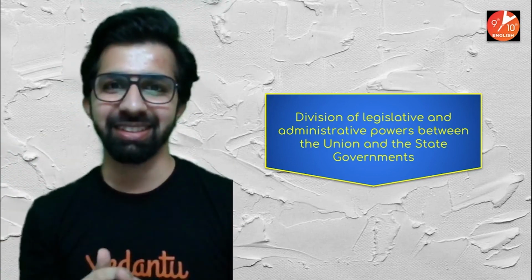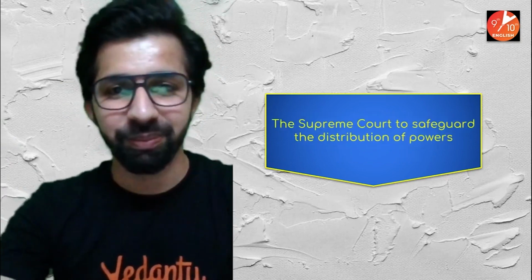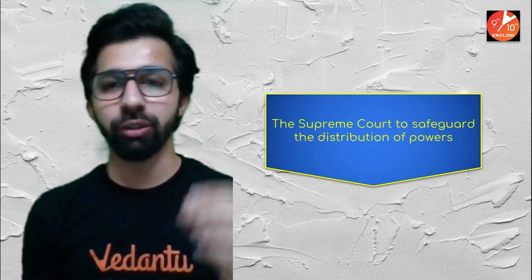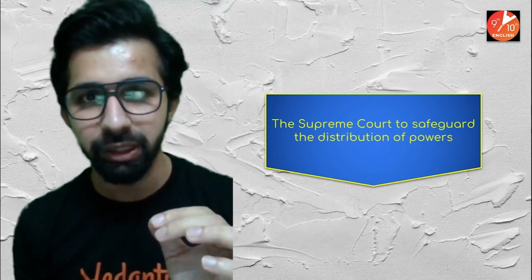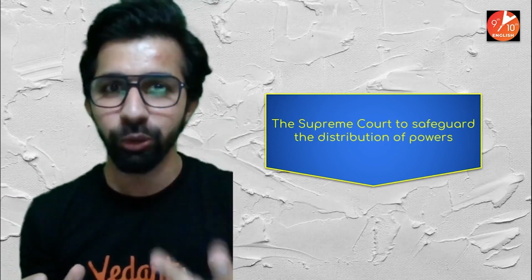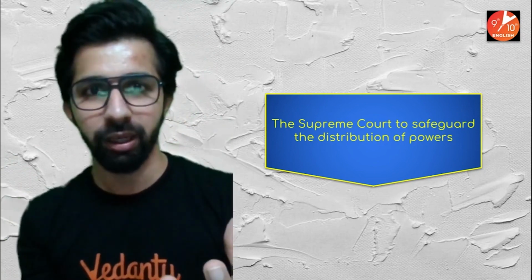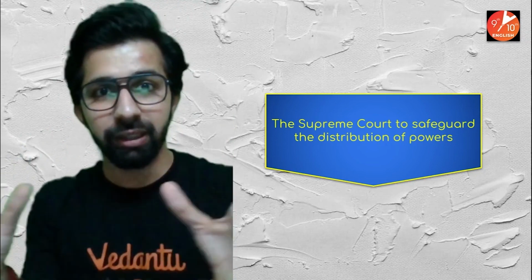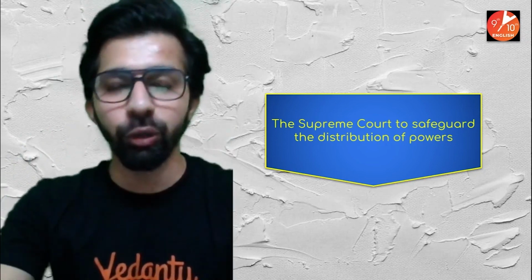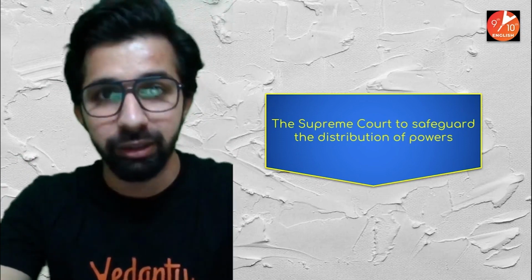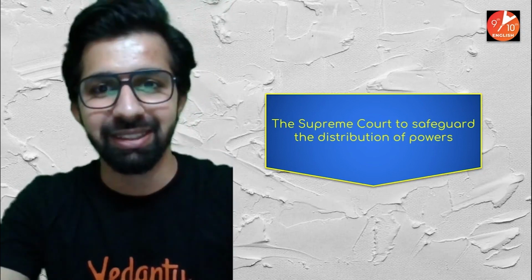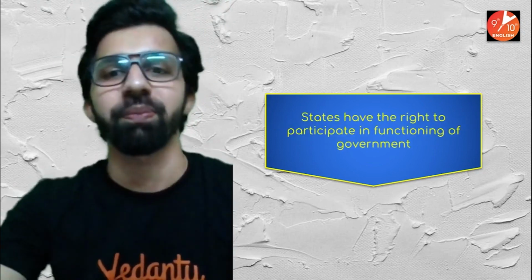Sharing of power. Next one, the Supreme Court to safeguard the distribution of power. The Supreme Court has the responsibility to safeguard this distribution of power. The central government has its own power, the state government has its own power. Who is responsible to safeguard this distribution of power? The Supreme Court. They look after it so that no one violates or breaks the rules and regulations.